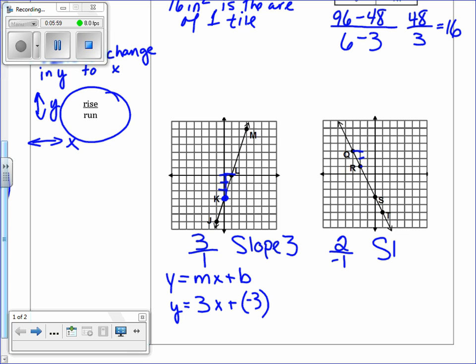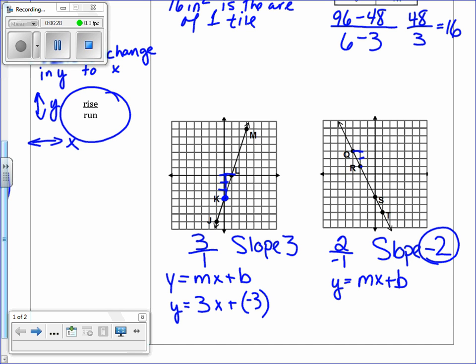So my slope is going to be negative 2. If you have a negative slope, your line is a negative line. If you have a positive slope, this is what we call a positive line or a positive slope. So, again, using that y equals mx plus b, this is just information that you'll need sooner or later.